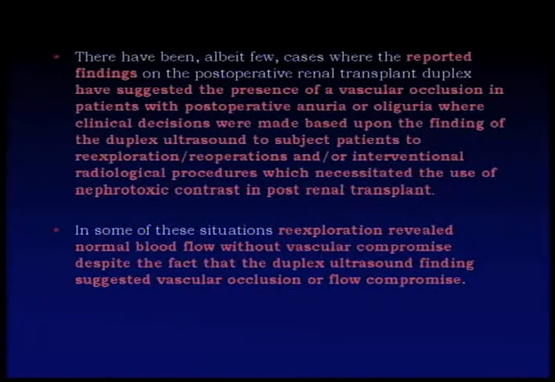There have been a few cases where the reported findings on the postoperative renal transplant duplex have suggested the presence of a vascular occlusion in a patient with postoperative anuria or oliguria, where clinical decisions were made based upon the findings of the duplex ultrasound to subject the patients to re-exploration or interventional radiological procedures, which necessitate the use of nephrotoxic contrast in post-renal transplant. In some of these situations, re-exploration revealed normal blood flow without vascular compromise, despite the fact that the duplex ultrasound finding suggested vascular occlusion or flow compromise.